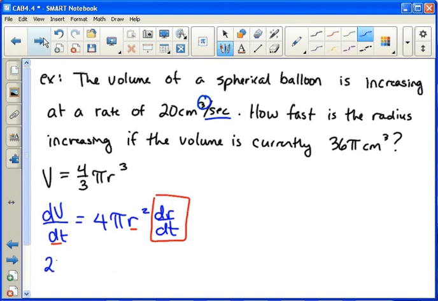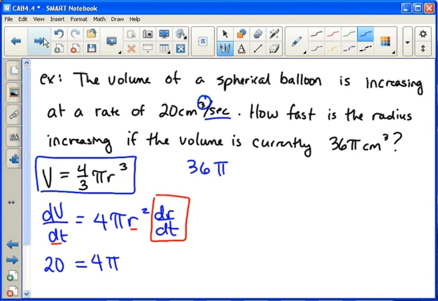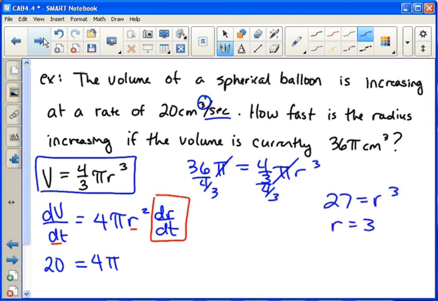Then it says, how fast is the radius increasing if the volume is currently 36 pi cubic centimeters? Well, wait a minute. We need the radius, but they just gave us the volume. So what do we do? Well, we go back and we look at the original right here. Because if you plug 36 pi in for the volume, then you can solve for the radius. So cancel out the pi's, divide both sides by 4/3, and you'll get 27 equals r cubed, or r equals 3. So now we can plug in 3 for r and solve for dr dt.